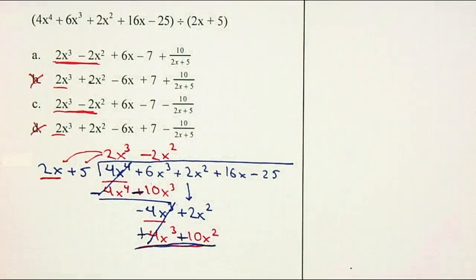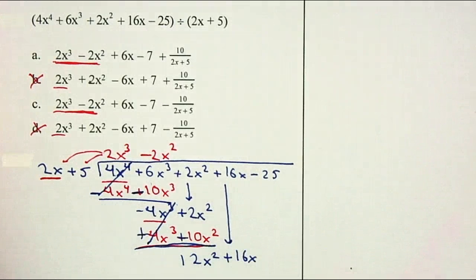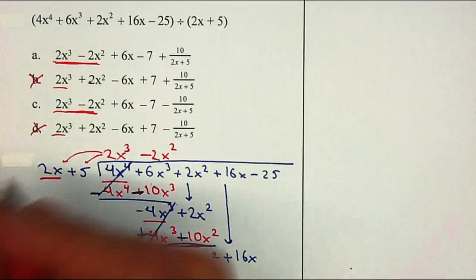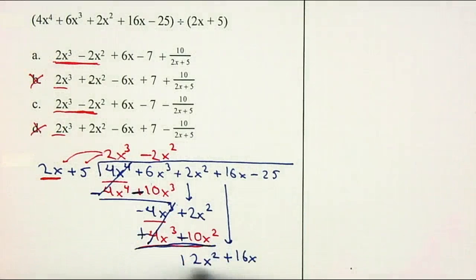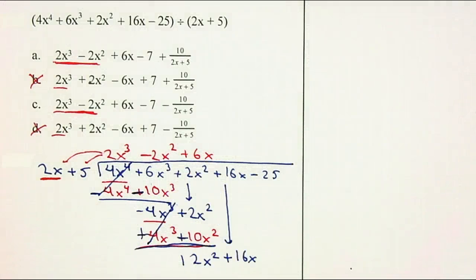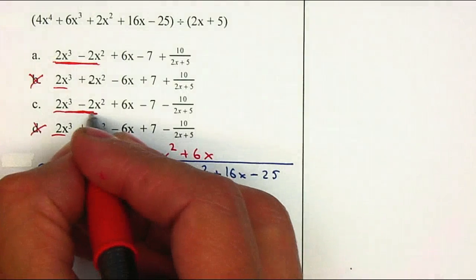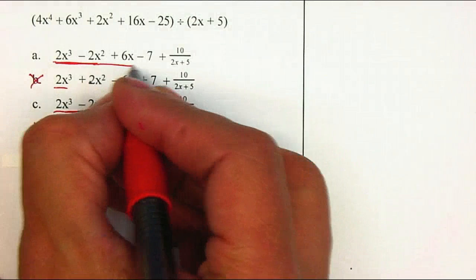First term should always cancel out. That will give me a 12x squared. Next, bring down the next term. That's a positive 16x. And we're going to go through the same process. What do I need to multiply 2x by to get 12x squared? That'll be a positive 6x. Positive 6x. So it's either C or D.